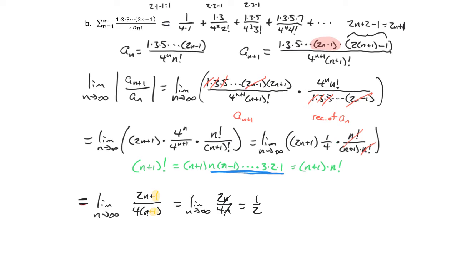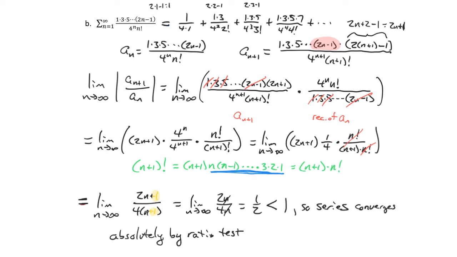Now, we did all this work, and I forget why I was doing it. I was doing it because I was doing the ratio test. When I'm done with the ratio test, I determine how that number compares to 1. It's less than 1. So the series converges absolutely by the ratio test.